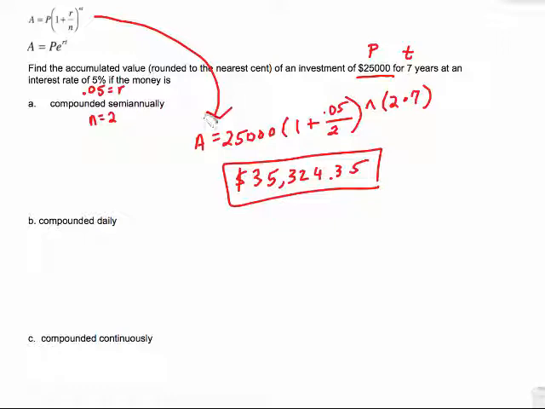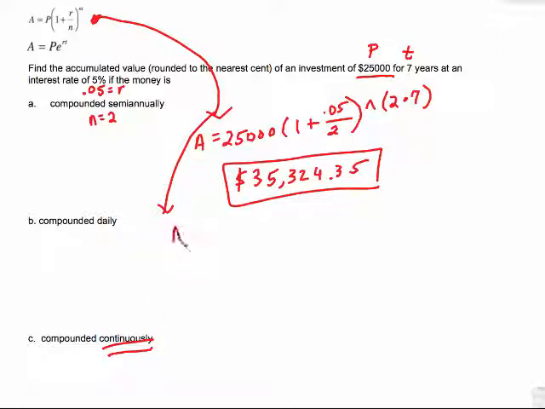This next one is the same formula. Now the reason you know you needed this longer formula for these 2 problems is because of the words semi-annually and daily. The only time you get to use the PERT formula is when you see the word continuously.